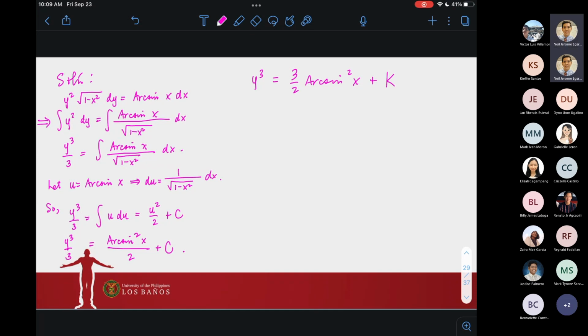Our convention, capital letters will represent arbitrary parameters or arbitrary constants para hindi na natin laging isusulat na k is a real number and so on. So by default, yun yung ating convention sa klase. Then I take the cube root of both sides. So this will become y equals cube root of 3/2 arc sine squared of x plus the arbitrary constant k, and this is our explicit solution. All right, so that's end of solution.